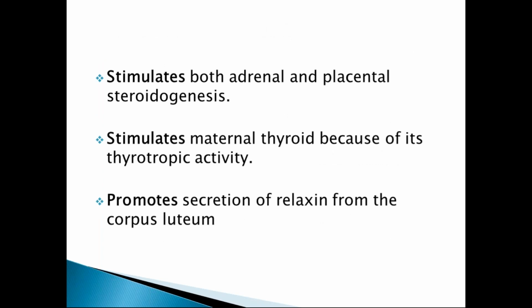HCG stimulates both adrenal and placental steroidogenesis, as we have already seen: progesterone, estrogens, and cortisol. It stimulates the thyroid because it has a non-specific part, the alpha part, which stimulates the thyroid gland for secretion, as it has a resemblance to thyroid stimulating hormone as well. And it promotes secretion of relaxin from the corpus luteum. So these are the major functions of HCG.